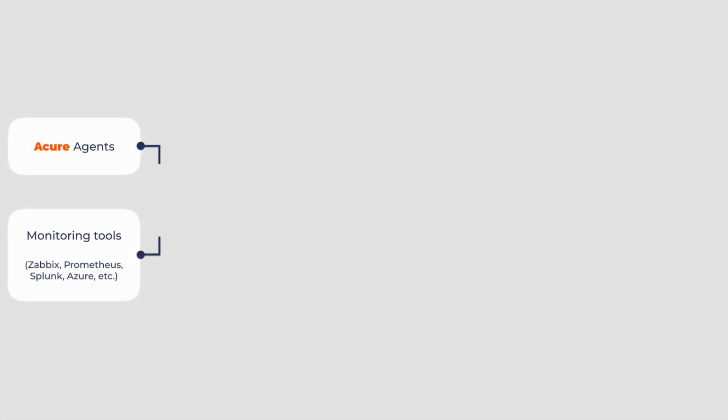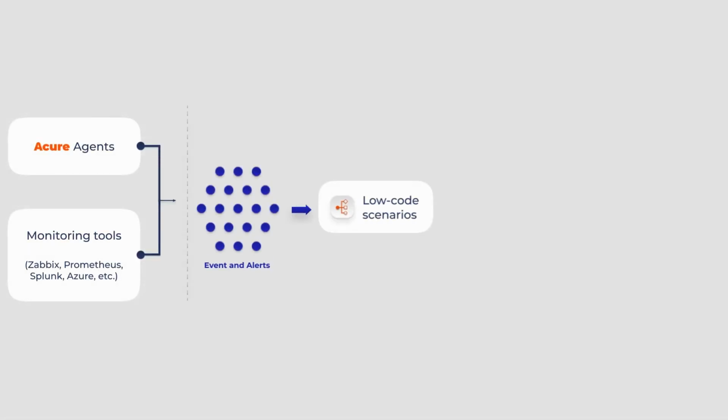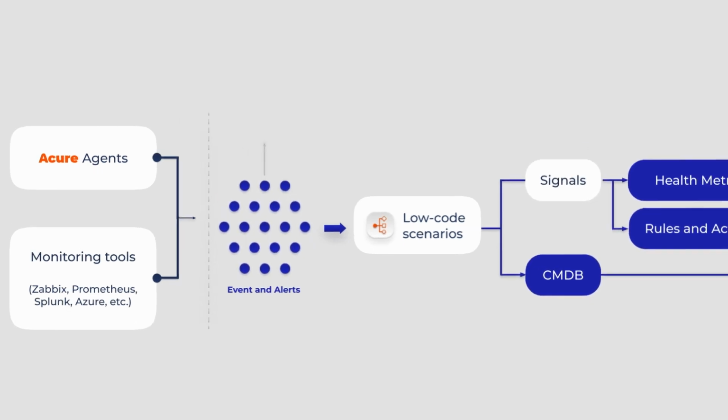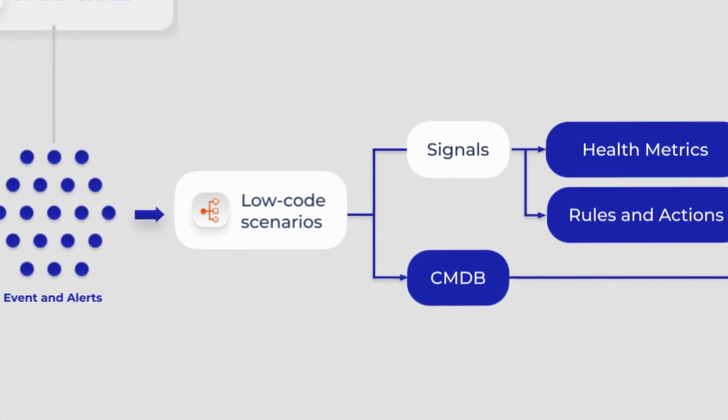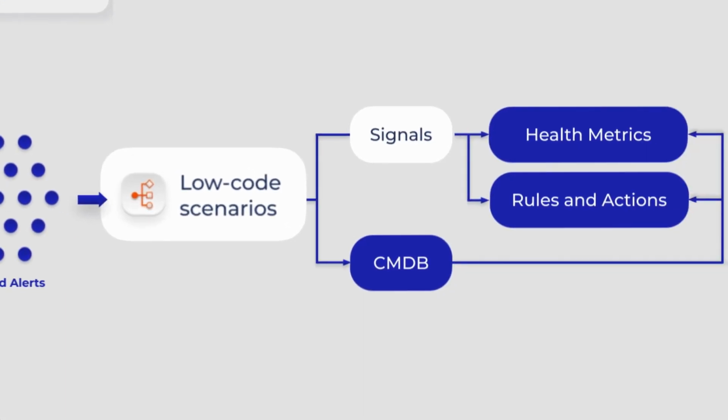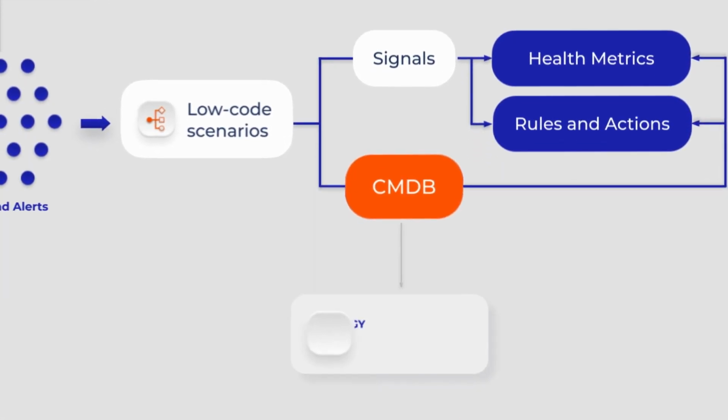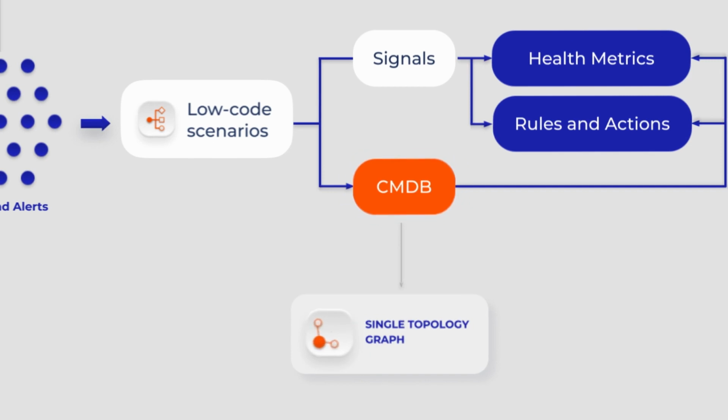With Acure, you no longer need to track data across multiple screens. Now it can be collected in one place by connecting different sources, including popular monitoring systems. Forget about manual routine. Using low-code scenarios, automatically build a CMDB, discover and update the elements and connections of IT infrastructure, and display it on a single topology graph.